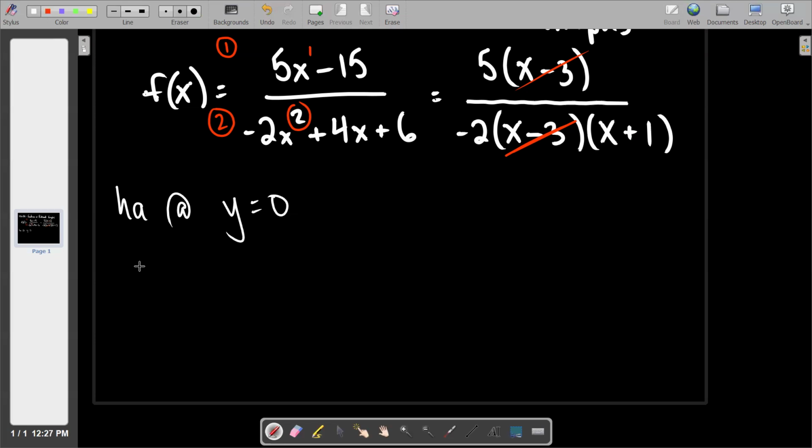Next up in line is the vertical asymptote. And I've just started writing HA and VA. I don't know if that's too lazy, but I really don't even care. So there it is. Does this function have a vertical asymptote? Do you know where to find vertical asymptotes?